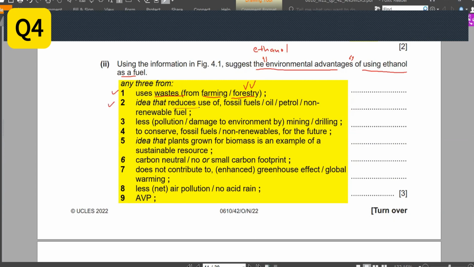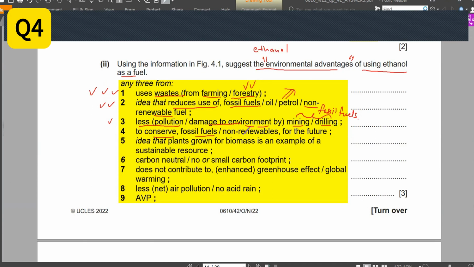Second, it will reduce the use of fossil fuels, okay? Or non-renewable sources. This is quite good because we know fossil fuels, they are not that environmental friendly. So if we use more biofuel, we can reduce the use of fossil fuels. So that is good. Less pollution, damage to environment by mining or drilling, because we need to mine or drill to get the fossil fuels out of the ground. So this can cause pollution or damage to the environment. So if we use more biofuel, this will be reduced.